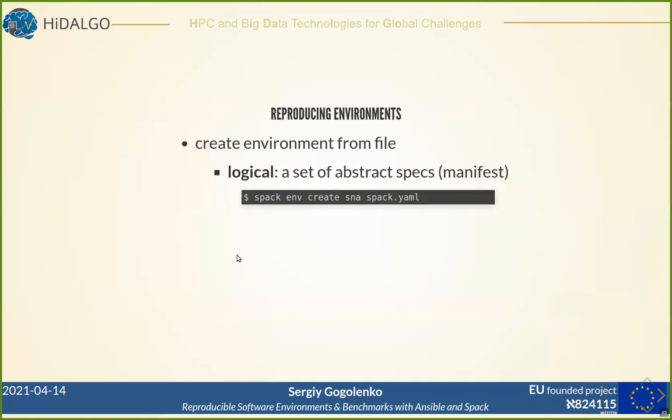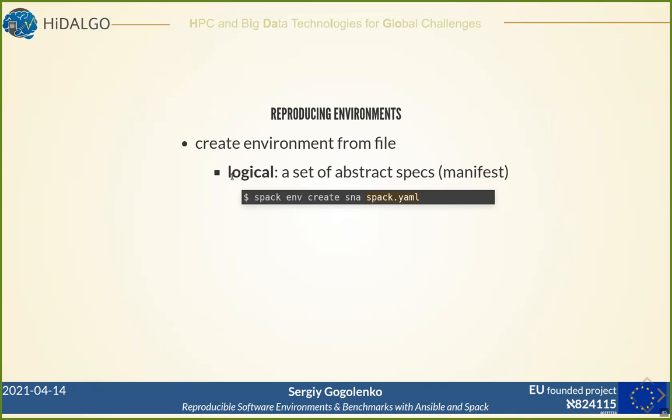So the next part is reproducing the environment. The nicest thing about environments is that they can be used to reproduce them either logically or exactly with the spack.lock and spack.yaml files. What I want to say is that the spack env create command allows you to create not only empty environments, but also environments from an available spack.yaml file.